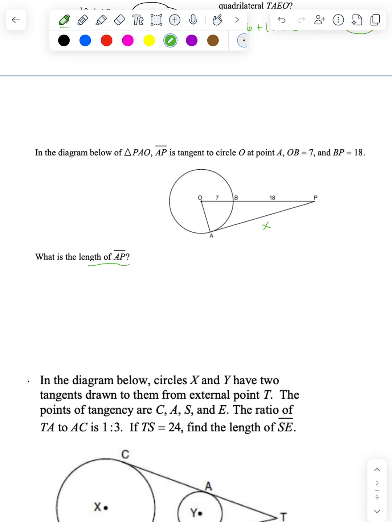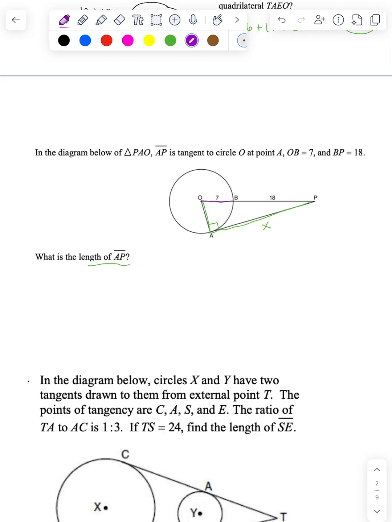And when a radius and a tangent line intersect, they form a right angle. So here's the radius. Here is the tangent line to the circle. So where they meet, we have a right angle. So what we have here is a right triangle. Also, keep in mind that all radii of the same circle are congruent.